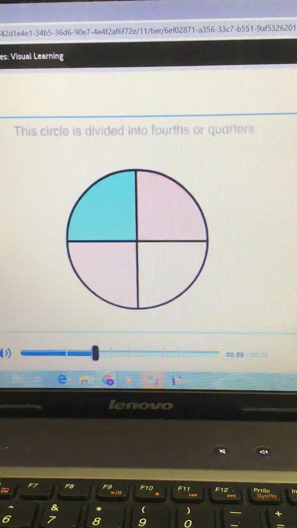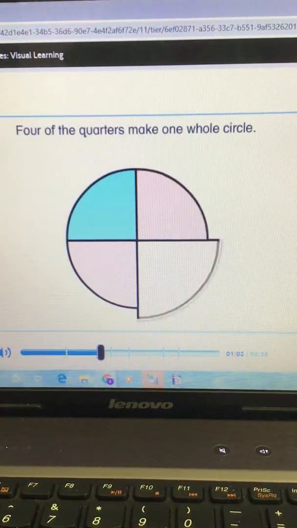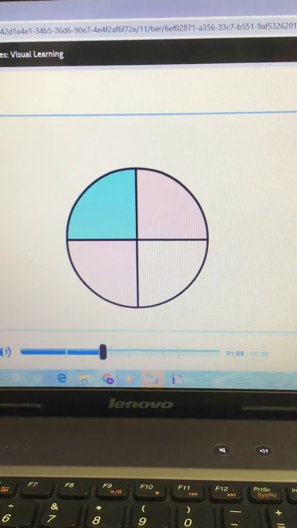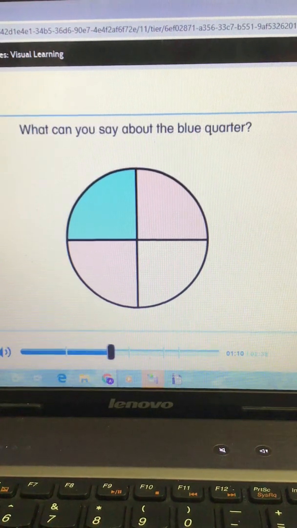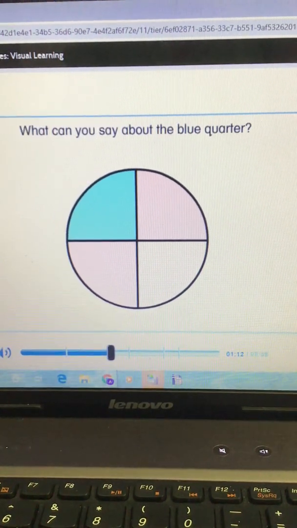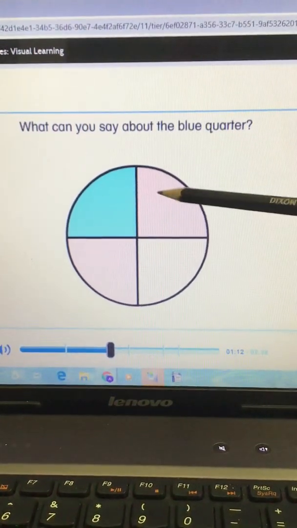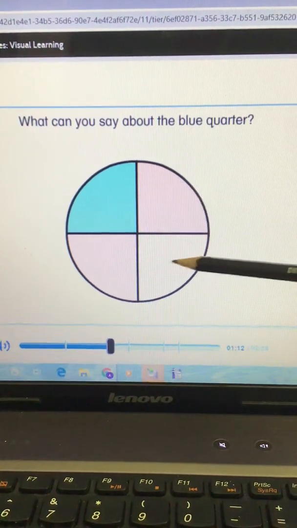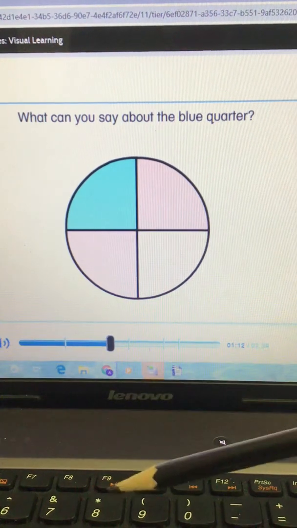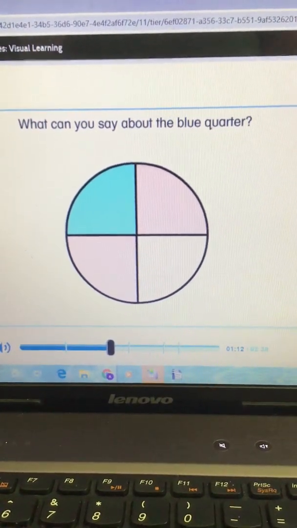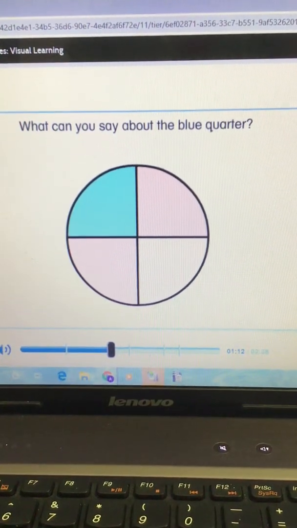This circle is divided into fourths or quarters. 4 of the quarters make one whole circle. 1/4 of the circle is blue. What can you say about the blue quarter? So some more math words. Fourths are when we have 4 equal parts. 1, 2, 3, 4. One part is blue, so 1/4 is blue. The word quarter means the same thing. It means 4 equal parts, so 1/4 is blue.